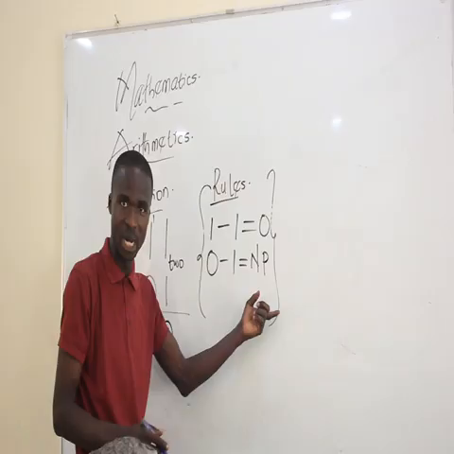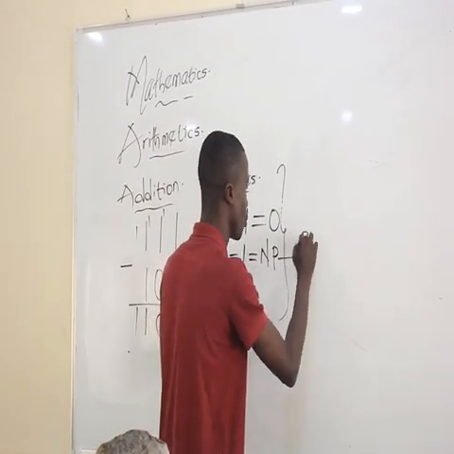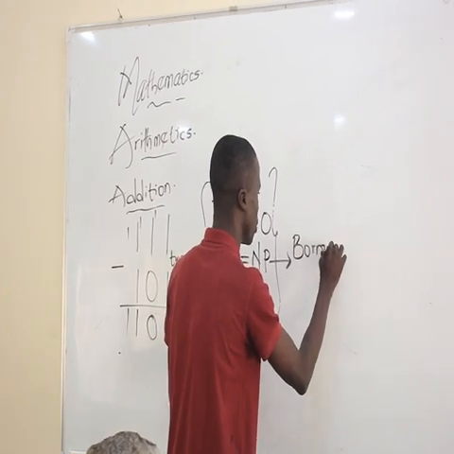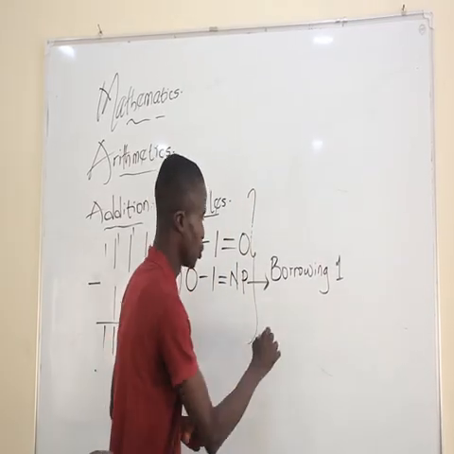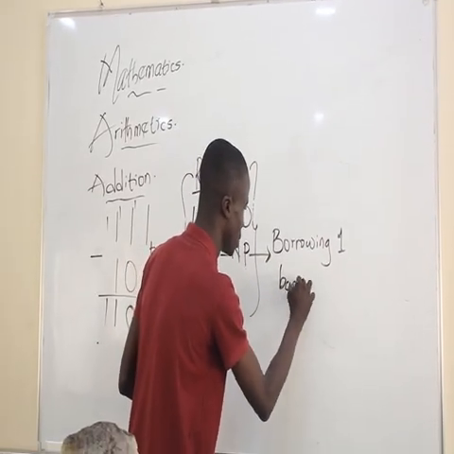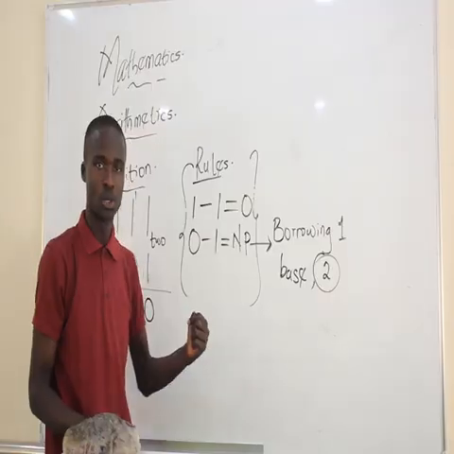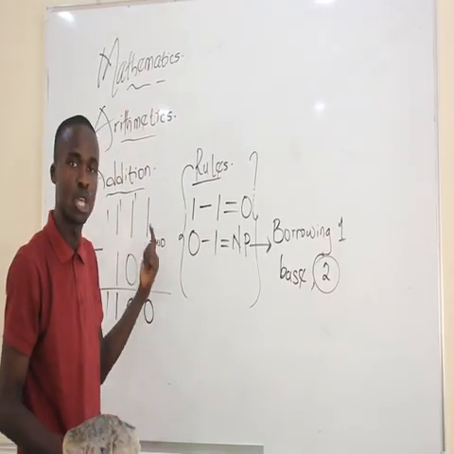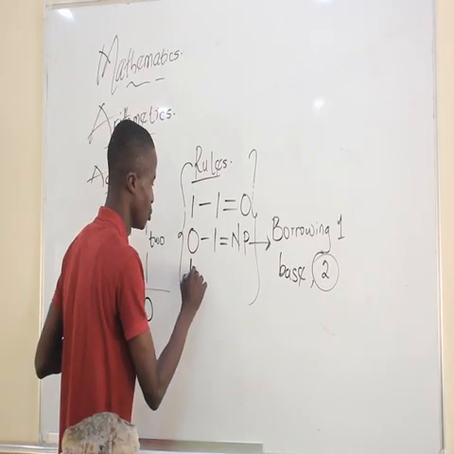You have to borrow 1. And mind you, under binary operation, if you're borrowing 1, what you borrow is the base. You borrow the base. What's the base? The base is 2. You borrow 2. So if you are to borrow 1 from the other number, you borrow 2. So get that and note that.